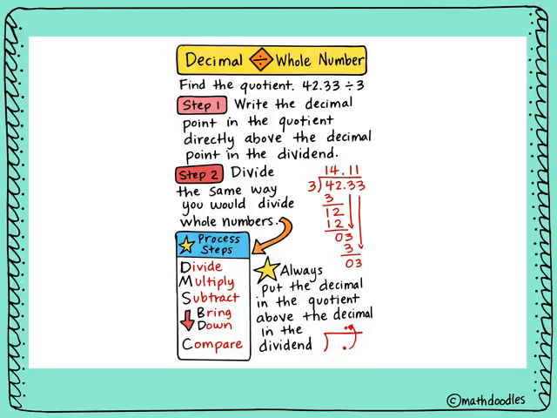You're going to bring down your 2. 3 goes into 12 4 times. 4 times 3 is 12, so 12 minus 12 is 0. You're going to bring down the 3 all the way.